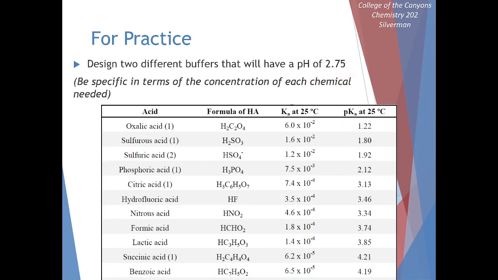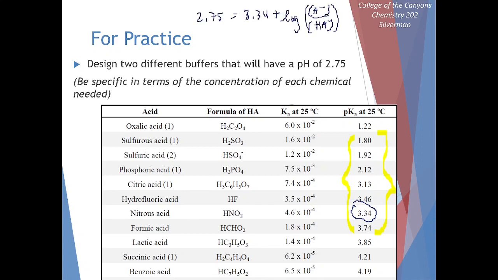Notably, in order to have a buffer with a pH of 2.75, we need to have our pKa within about 1 pH unit of that 2.75. So while we do have many choices, there are not infinite choices. If I choose to build a buffer with nitrous acid, the pKa is 3.34. We're going to need to have extra of our conjugate acid to lower our pH down to 2.75.